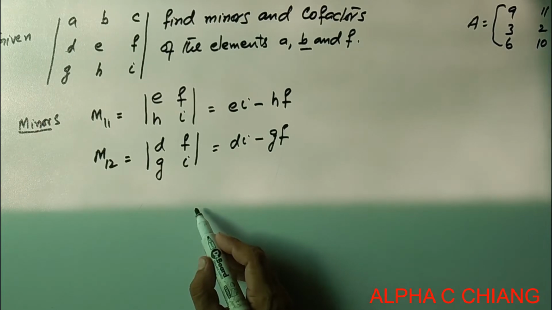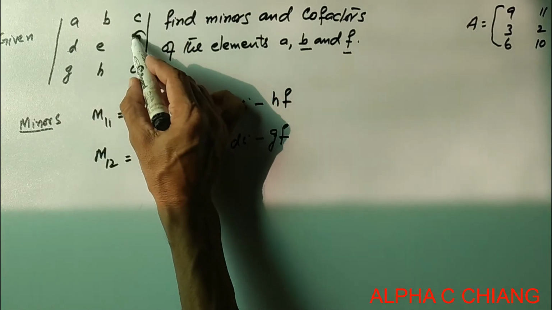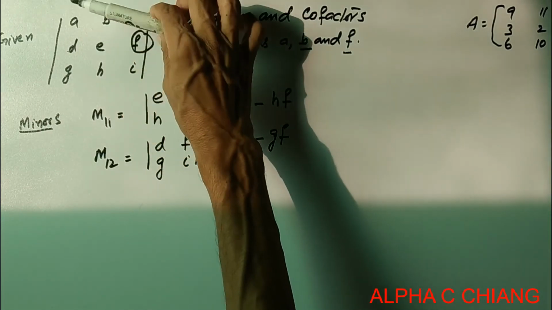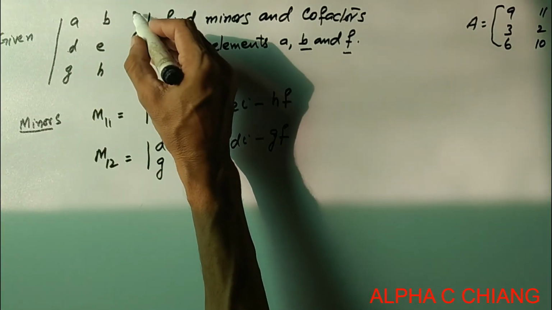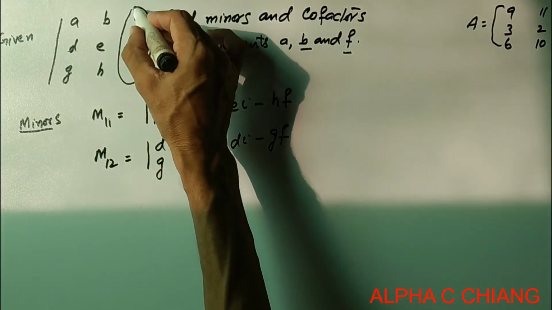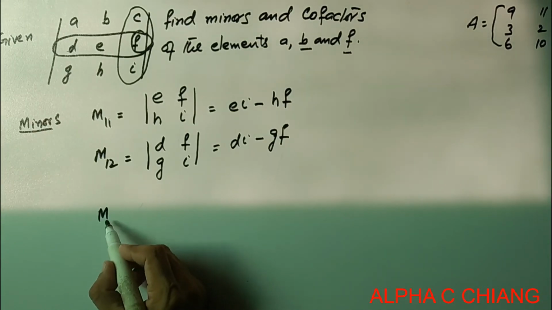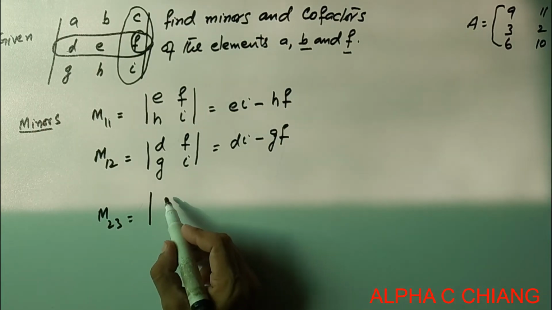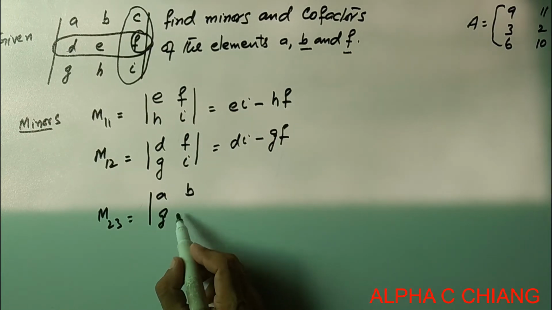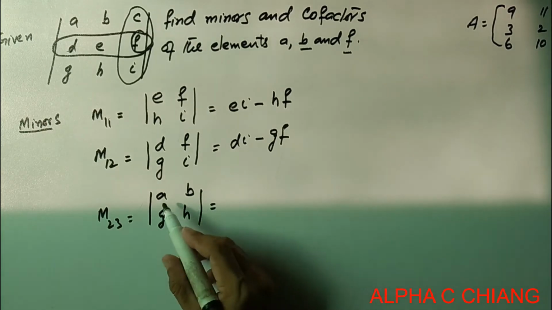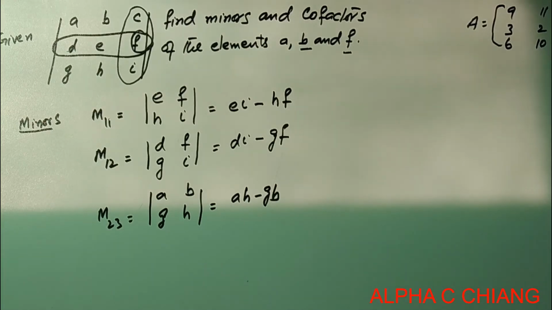And lastly, for F, here it is in the second row and third column. So I leave this row and this column, and the remaining will be M23. That will be A, B and G, H. So the determinant will be AH minus GB. These will be the minors.